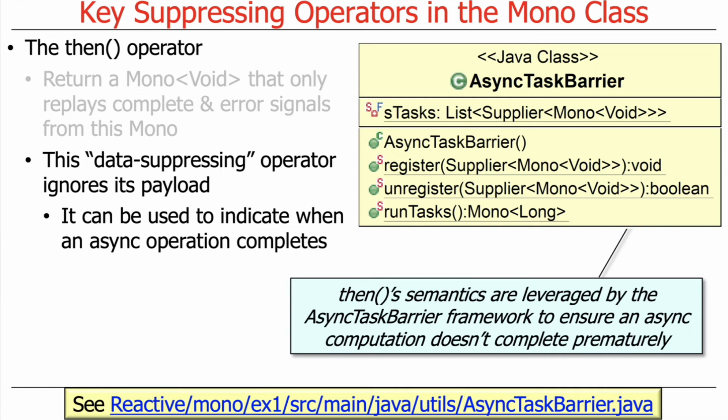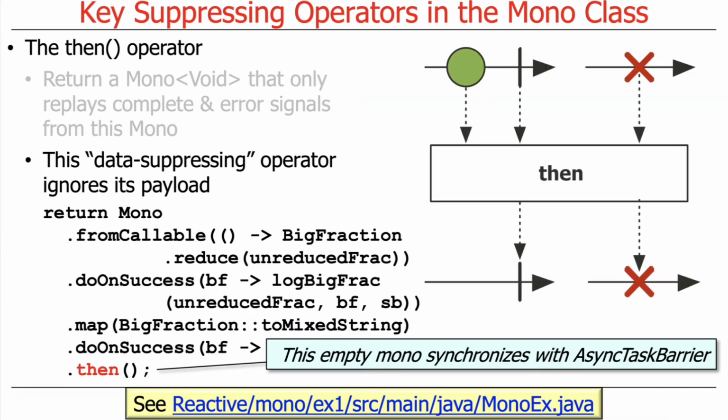We're using the AsyncTaskBarrier in conjunction with .then in order to ensure that asynchronous computations don't cause the program to complete prematurely. The framework waits for all the computations to finish. This particular example is a synchronous computation because there is no asynchrony here, but you'll see when we slide in asynchrony later using the subscribeOn operator that .then will continue to work without change as an indication that the asynchronous computation is done. Really, really subtle semantics, very, very cool semantics.